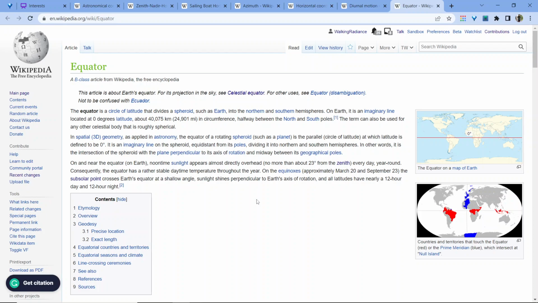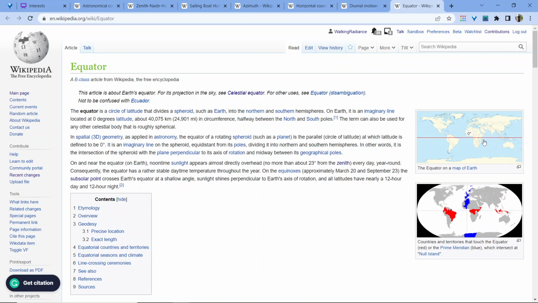On or near the equator on Earth, noontime sunlight appears almost directly overhead, no more than about 23 degrees from the zenith, every day year-round. Consequently, the equator has a rather stable daytime temperature throughout the year. On the equinoxes, approximately March 20 and September 23rd, the subsolar point crosses Earth's equator at a shallow angle. Sunlight shines perpendicular to Earth's axis of rotation, and all latitudes have a nearly 12-hour day and 12-hour night.